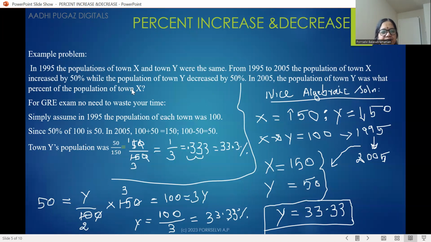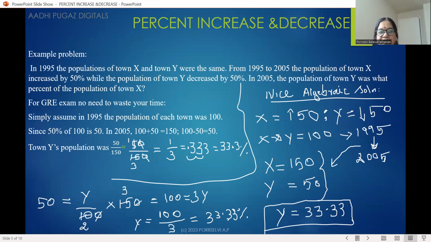We'll see another problem. In 1995, the populations of town X and town Y were the same. From 1995 to 2005, the population of town X increased by 50%, while the population of town Y decreased by 50%. In 2005, the population of town Y was what percent of the population of town X? So the question is, we need to calculate the population of town Y as a percentage of the population of town X.